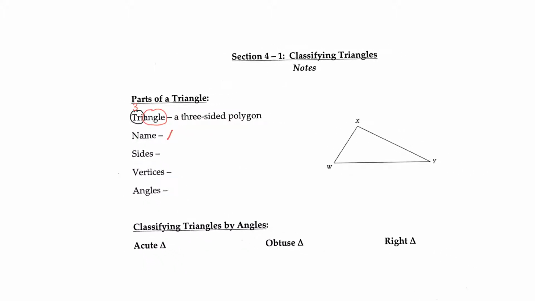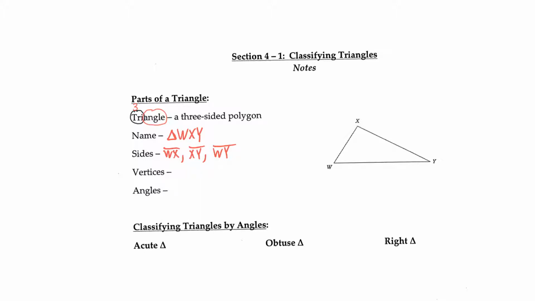Now, when we name a triangle, we're just going to name it by its three vertices. So this triangle is going to be triangle WXY. Okay? Triangle WXY, just naming it by its three vertices. What are the three sides of this triangle? Side WX is one side. What's another one? XY. Side XY, and then the other side YW is WY. Okay, WX, XY, and WY.